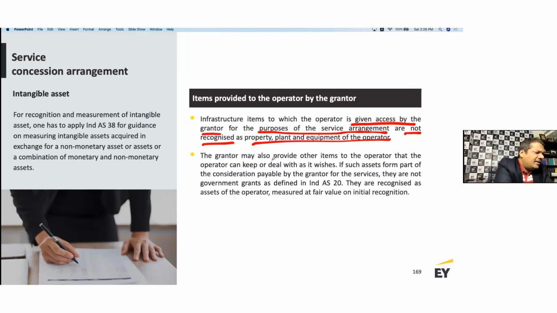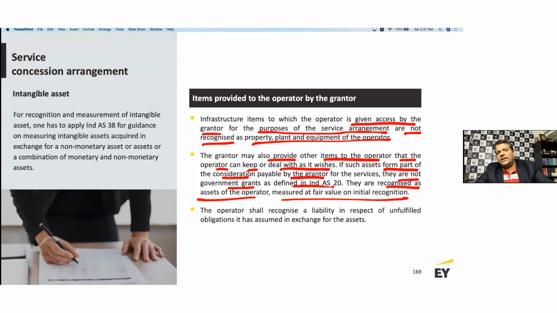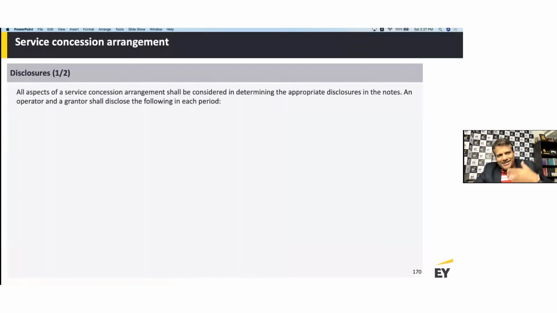The grantor may also provide other items to the operator that the operator can keep or deal with as it wishes. If such assets form part of the consideration paid by the grantor, they are not government grants as defined in Ind AS 20. They are recognized as assets of the operator, measured at fair value on initial recognition, and the operator shall recognize a liability if I have to pay something in relation to those assets. Then disclosures, disclose, and disclose.